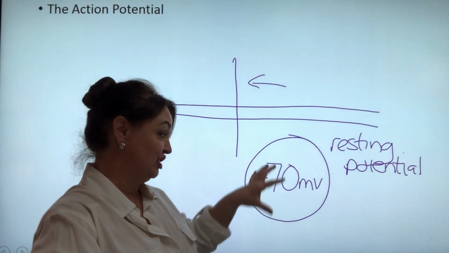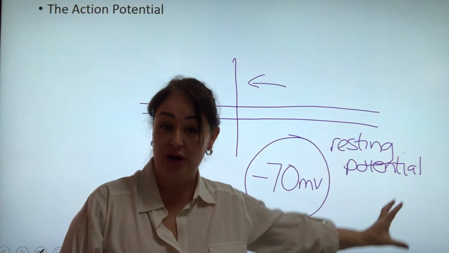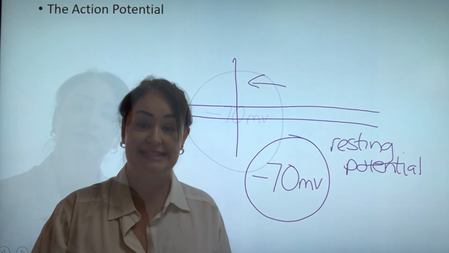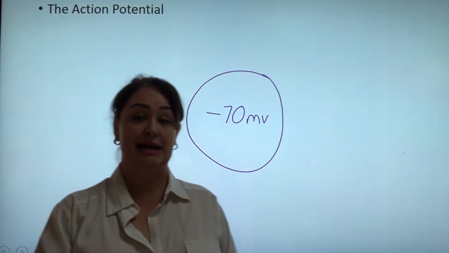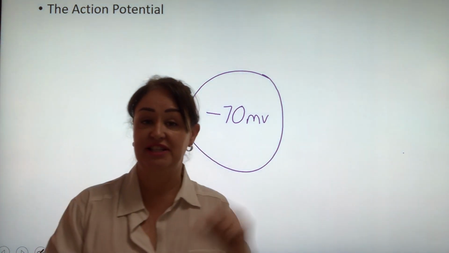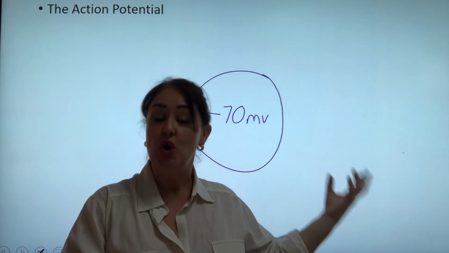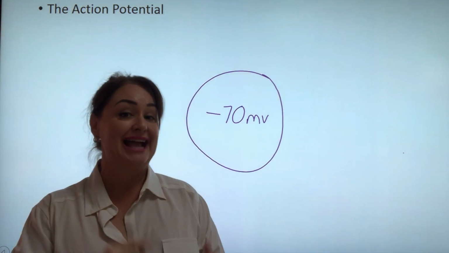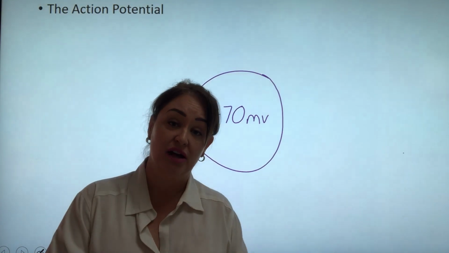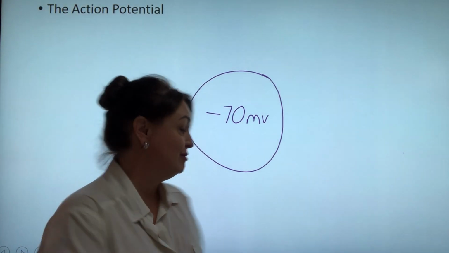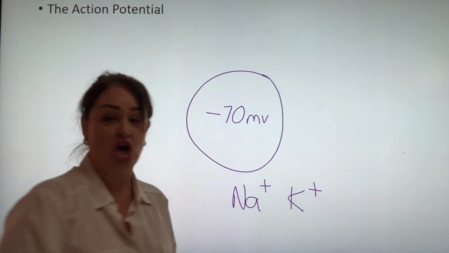That's not to say that that is the charge, it is the relative charge between the inside and the outside of that neuron cell. Let's just think for a moment how we might have established that minus 70 relative charge between the inside of the neuron and the outside of the neuron. Well, you might think we did it using negative ions, but we didn't. We did it using just sodium ions and potassium ions, remembering they both have a positive charge.